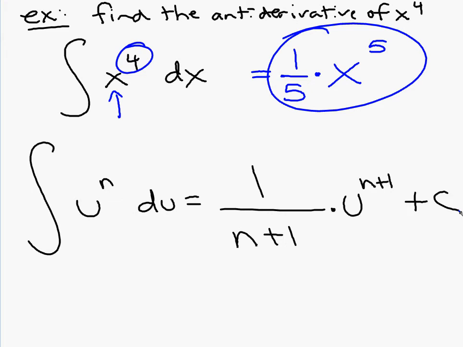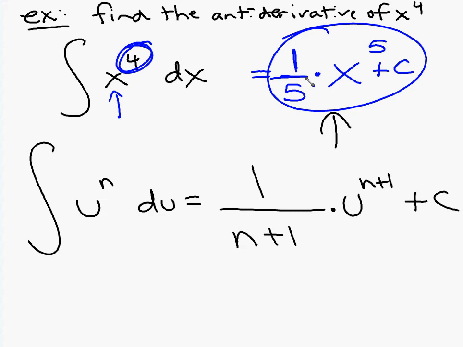So technically, my answer up here should have been 1/5 x to the 5th plus c. I just put a plus c there to represent the constant that could have been there. Later on, we'll learn how I could actually find out what that constant is using differential equations. Okay? But for now, all you need to know is add 1 to this and put 1 over it. And that gives me the antiderivative of a basic monomial.